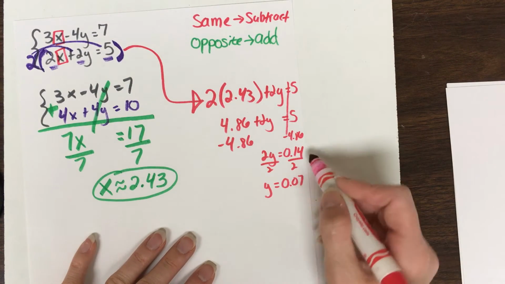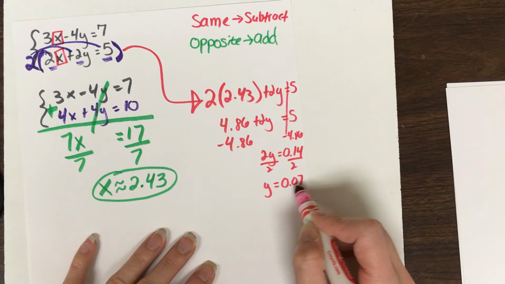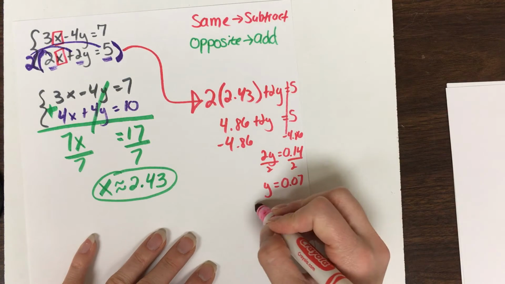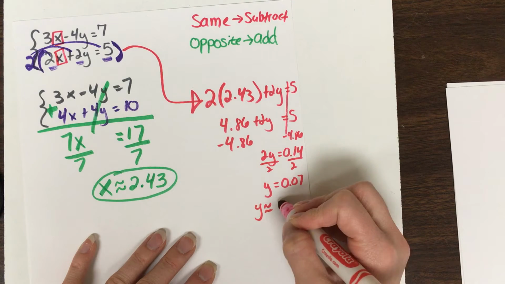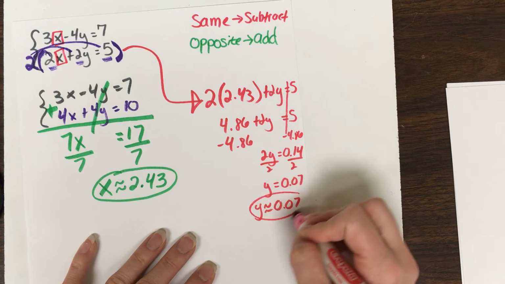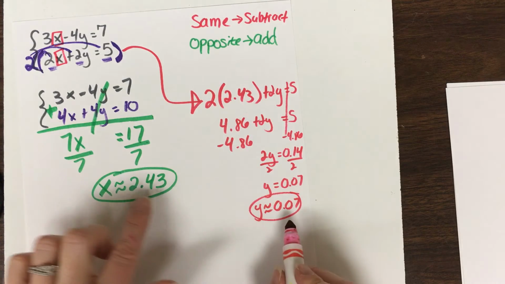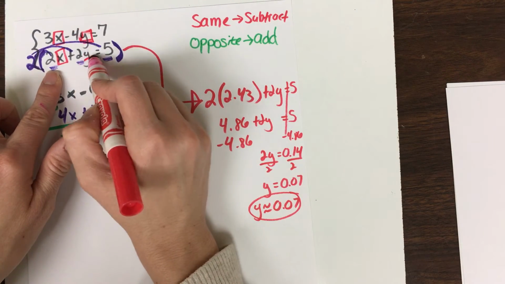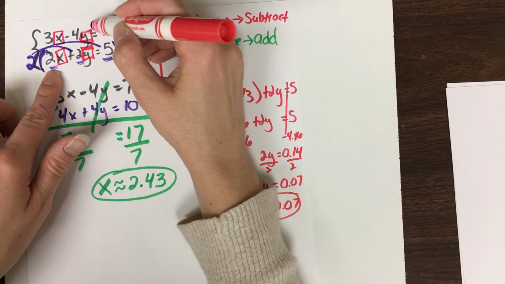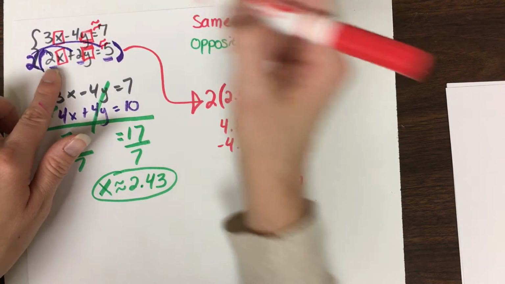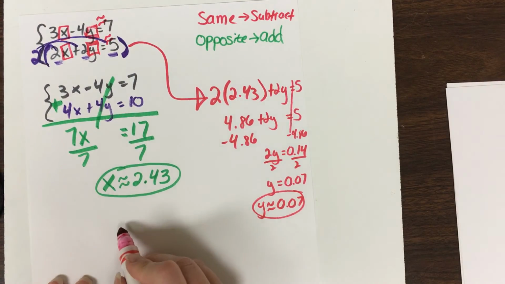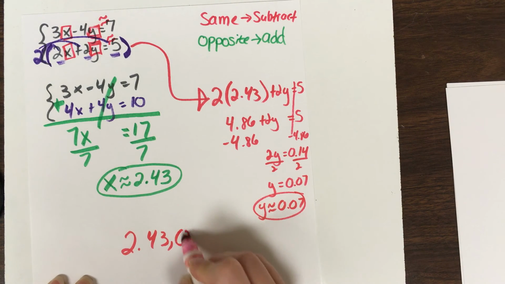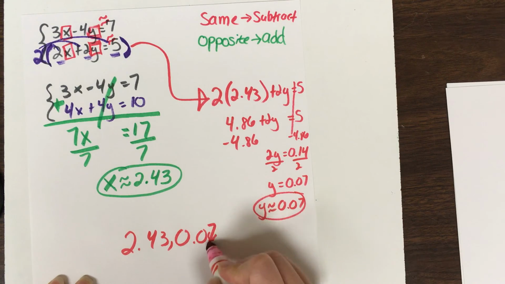Now at the end, 0.14 divided by 2 is exactly 0.07. However, this number up here was rounded, so that makes this also an estimated y value. So again, when we plug x and y into our equations, to check, we're going to get about 7 and about 5. And it does work out when you check it, writing our final solution as an ordered pair.